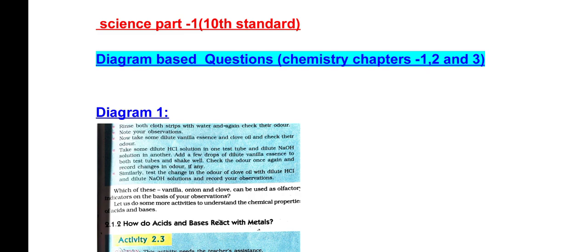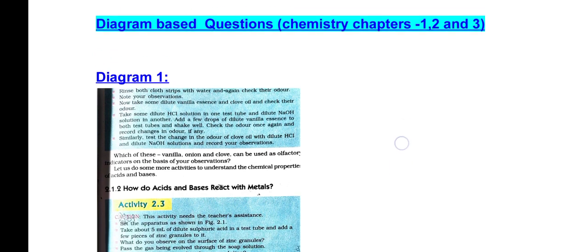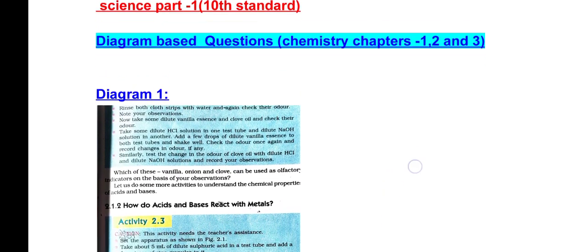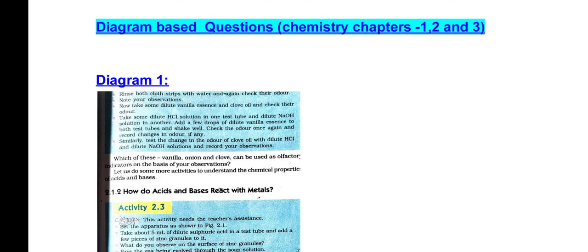This is a diagram based question paper in which I have selected the first three chapters related to chemistry, and they are based on the science part 1 textbook. All diagrams I have selected are very important from the point of view of the examinations. Maybe it is SA1 or maybe it is your annual exam.